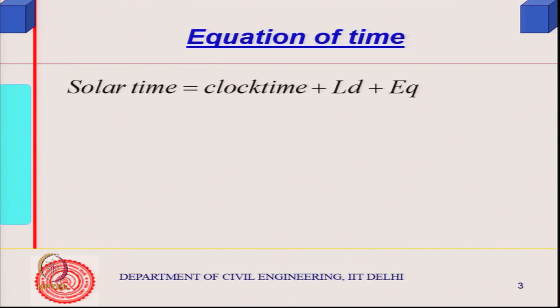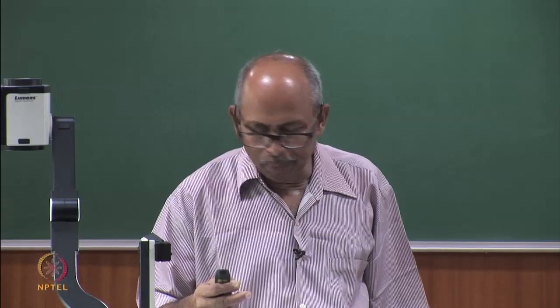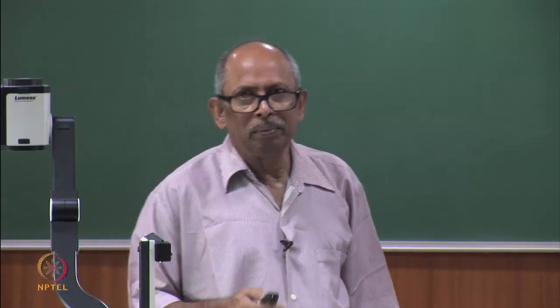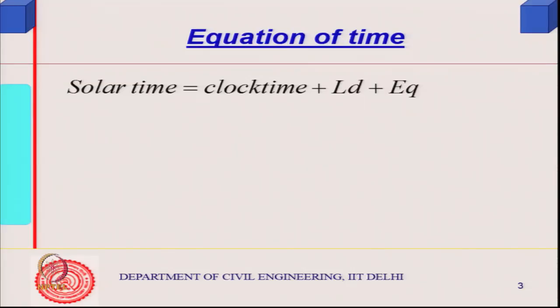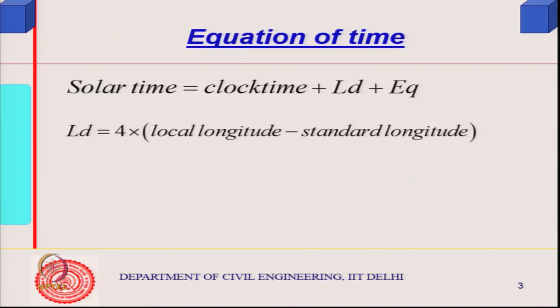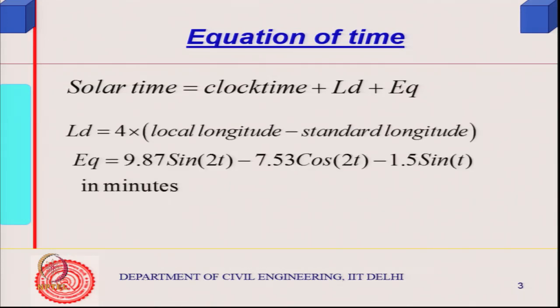But just before that, I wanted to tell you about solar equation of time, right, because our angle is always calculated with respect to the solar time. So, clock time plus there is a correction for longitude and there is another small correction for time. First one, longitude correction is 4 into local longitude minus standard longitude.